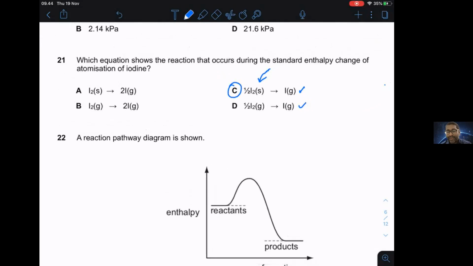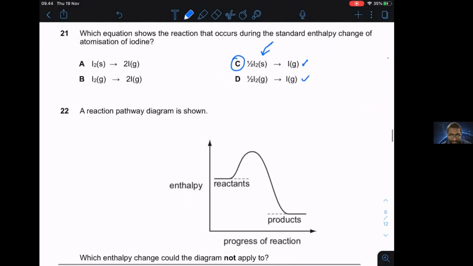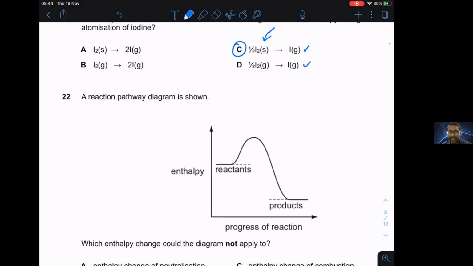So the enthalpy of atomization is the energy change when 1 mole of atoms in the gaseous state is formed from the elements under standard conditions. So do remember that. Iodine is solid, bromine is going to be liquid, chlorine is going to be gas, and so on.